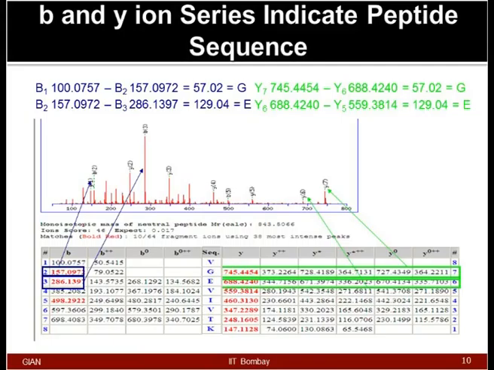Y7 minus Y6 corresponds to 57, which corresponds to glycine, and if you have cross checked that for B2 minus B1 and you are getting the same difference of 57, then you can be confident that this gives rise to the same amino acid. In this manner you can derive the entire peptide sequence. Not every B ion is available to you for calculation and cross check, but as long as you can cross check two or three of the intense B ions in red, then you are very confident that these amino acid sequences are correct.